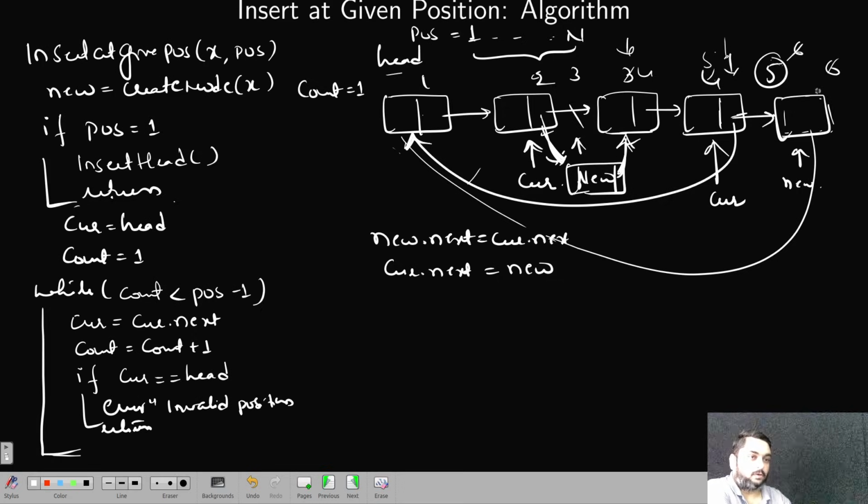If I give 6, it will not work. Why? Because I am going to head again. So again, for the time complexity, I am taking a loop. It depends on the worst case. If the position is the last element, it is theta of n. Okay.